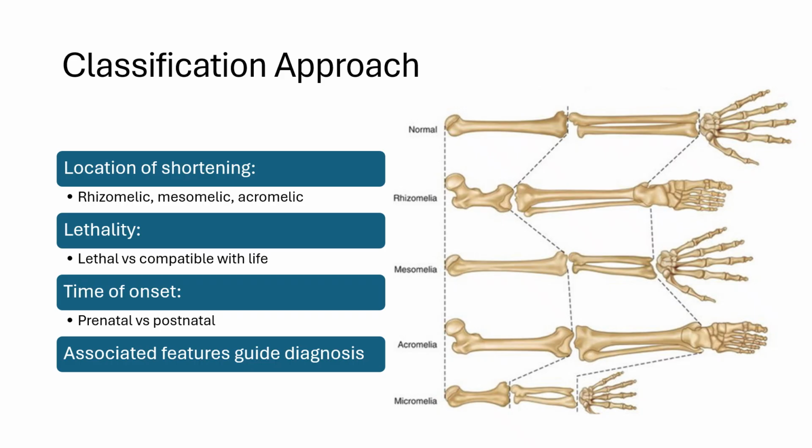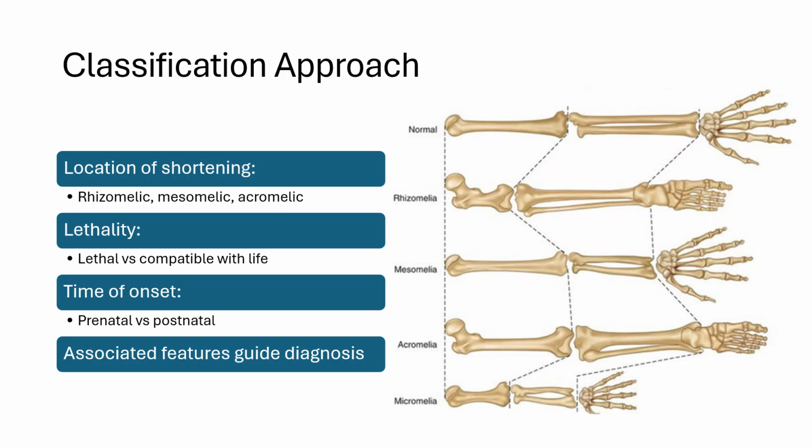Mesomelic shortening involves the middle segments like the forearms and lower legs, while acromelic shortening affects the bones farthest from the center, particularly the hands and feet. Understanding these patterns helps us narrow our diagnostic thinking because different genetic conditions tend to affect different bone segments preferentially. This geographical approach to bone involvement creates recognizable patterns that guide our evaluation and help us predict which studies might be most helpful.